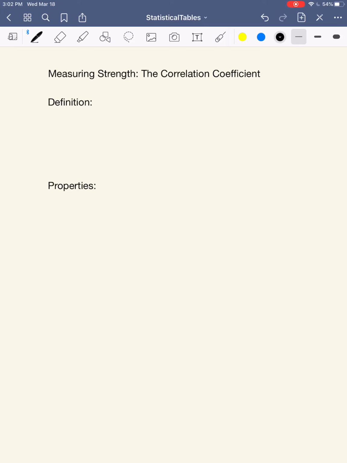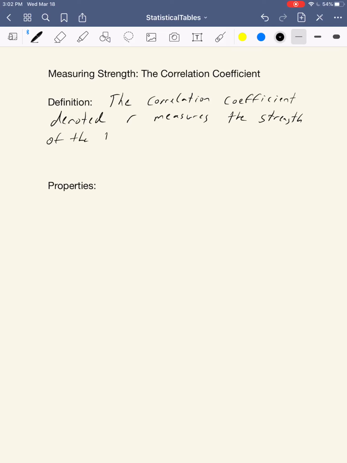So let's begin by giving a definition. The correlation coefficient, denoted R, measures the strength of the linear correlation between two quantitative variables. Okay.